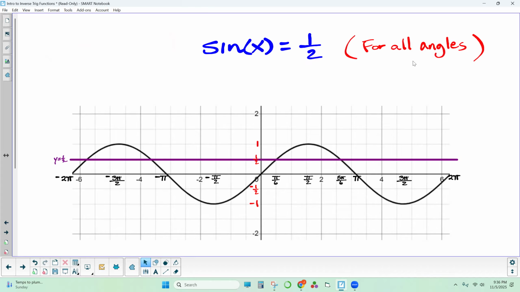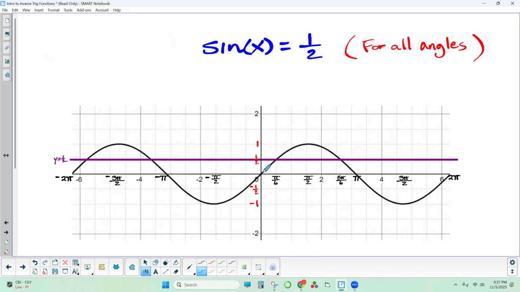We're given a domain on which we're solving for angles. Now you might be asked for all angles. If this graph is infinite and we want all angles where sine is 1/2, we've got to know how to write that. So we're going to look at the principal values, which are along the interval of one period of our trig function. One period of sine is 2 pi.